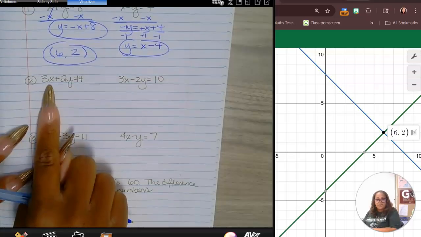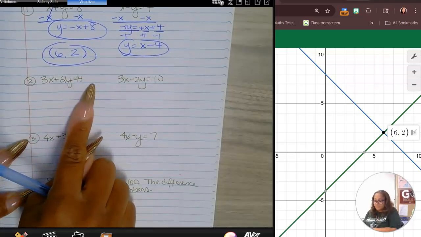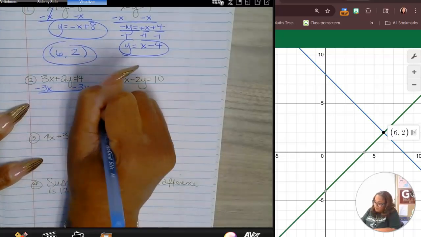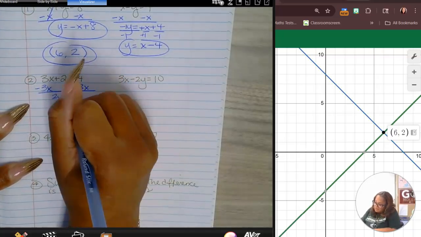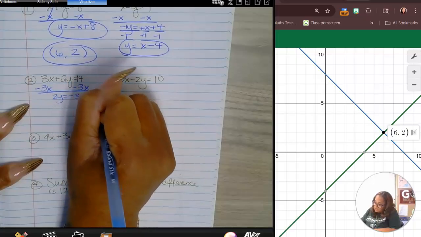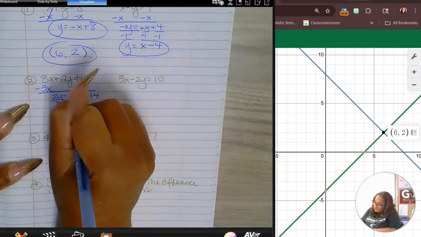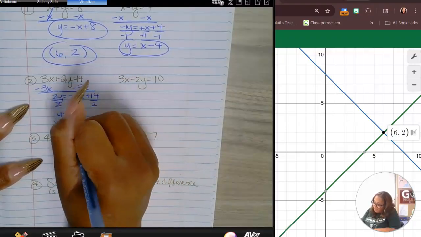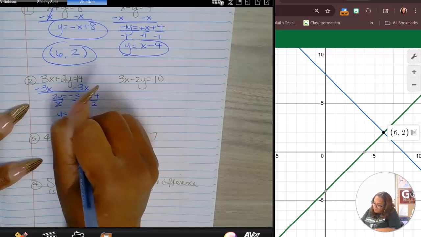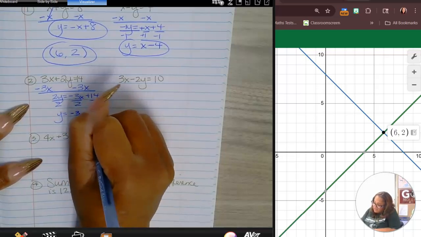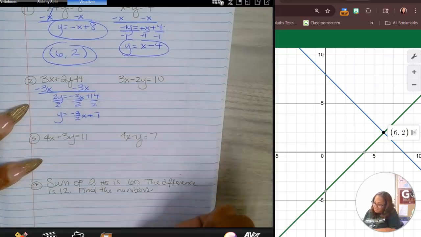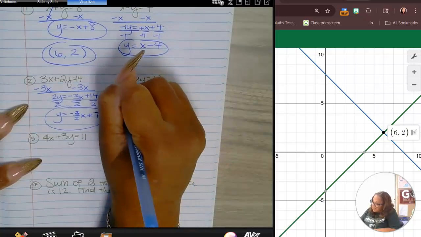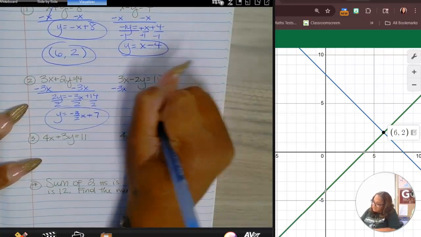Let's do the next one here. This is 3x plus 2y equals 14. Subtract 3x from both sides. 2y equals negative 3x plus 14. Divide by 2, divide by 2, divide by 2. y equals negative 3 halves x plus 14 divided by 2 is 7. Over here, I'm done with this. y equals, minus 3x, minus 3x.